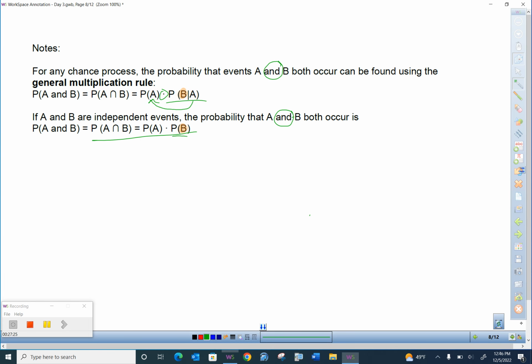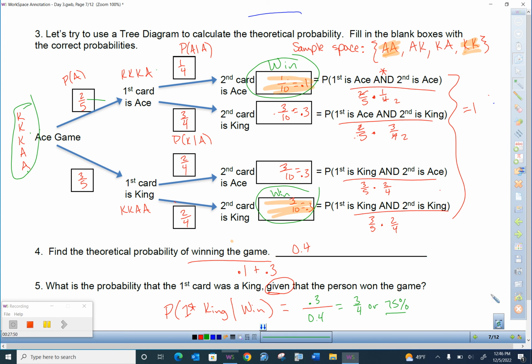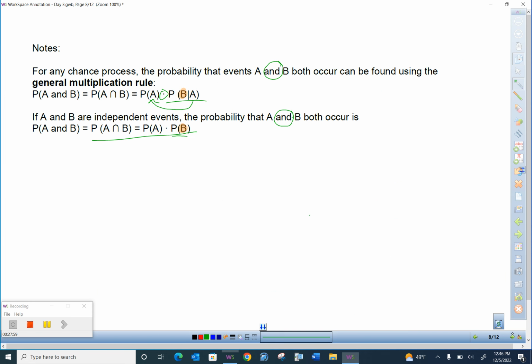Okay, what you're asked to do on your check for understanding is just show that you can answer questions using a diagram. On your homework or on a quiz, I won't ever have you draw out a tree diagram. It's just a method that can help you come up with these "and" situations. You can also use the sample space. So what I mean by that is, if we go back here, if you can set up your sample space and you know ace is 2/5 times 1/4, you can find your probabilities that way as well. Okay, but for this one, we'll do a tree diagram.